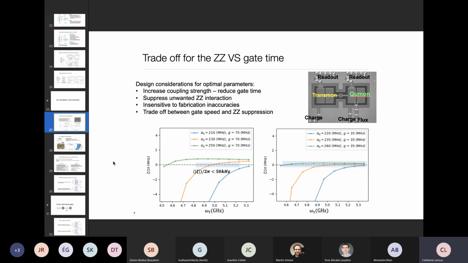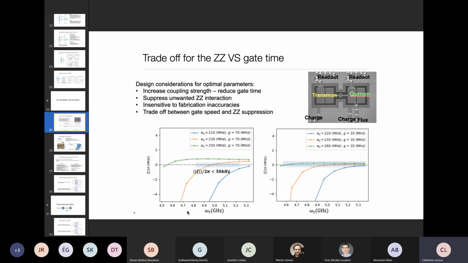So actually, I'll probably skip this, but the point of this slide was to mention that again there is a trade-off between having a large coupling and a large ZZ. And so normally what we want to do is suppress the g, the coupling rate, as much as possible, such that the ZZ is below some tolerance value. But in our system, we can still have a large g and a small ZZ, so that's the advantage.